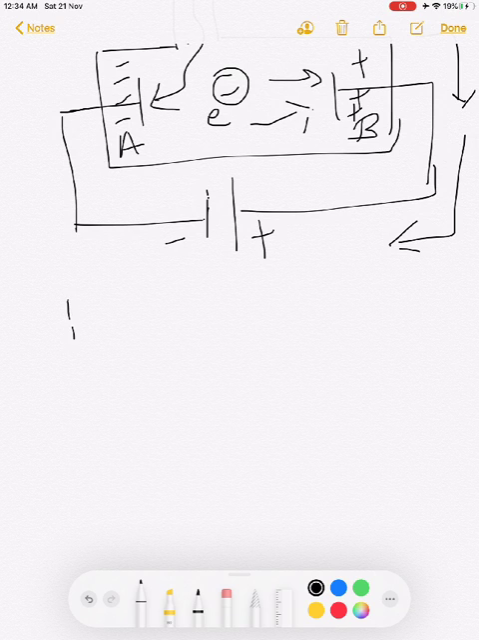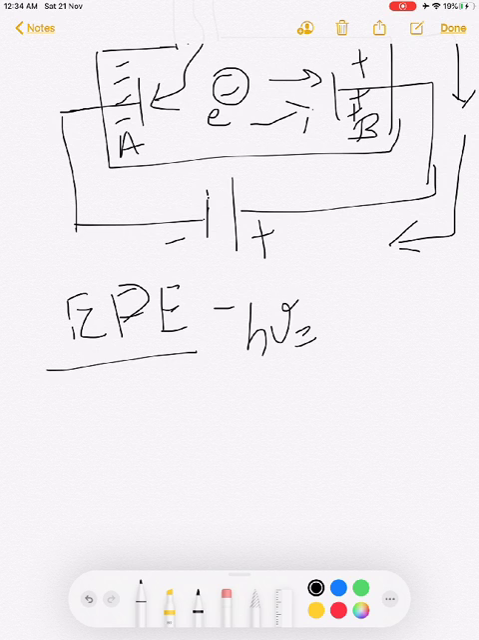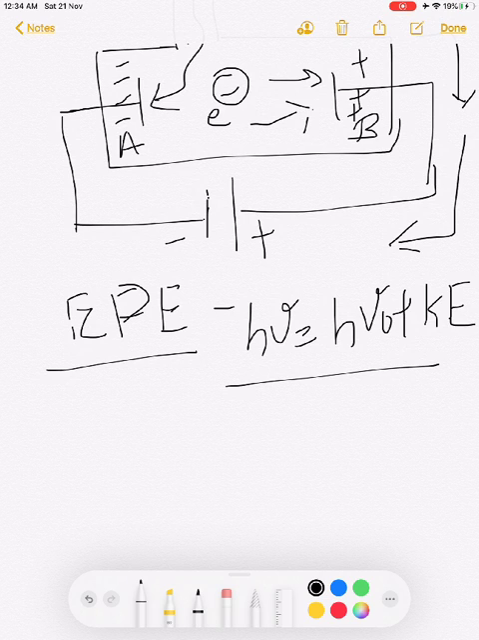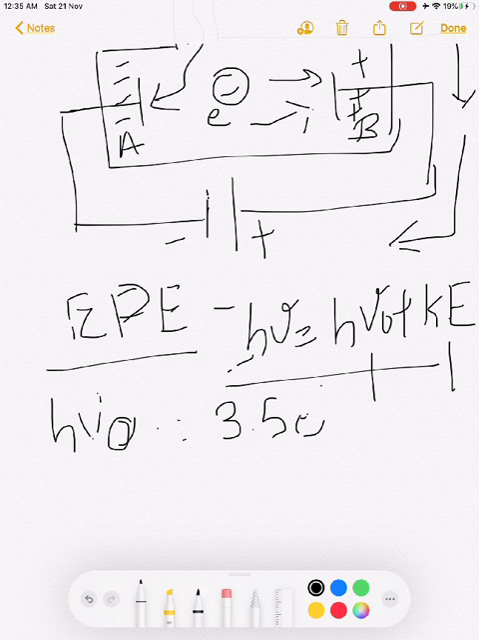That is Einstein's photoelectric equation, and it is h nu is equal to h nu naught plus kinetic energy. This is Einstein's photoelectric equation, where h nu is the incident energy, h nu naught is the initial or threshold energy, and KE is the kinetic energy. So according to the given data, we know the value of h nu naught, that is, the work function, which is equal to 3.5 electron volt.